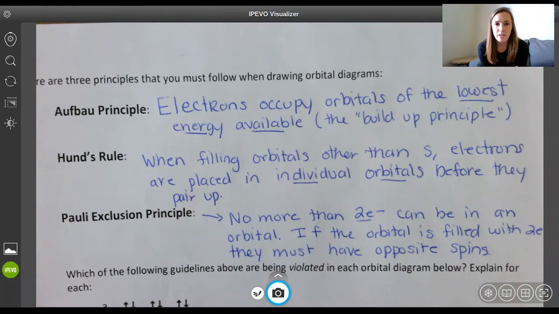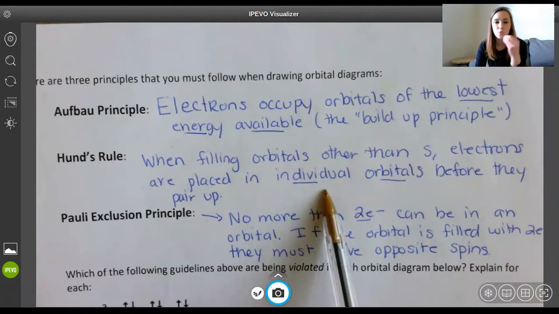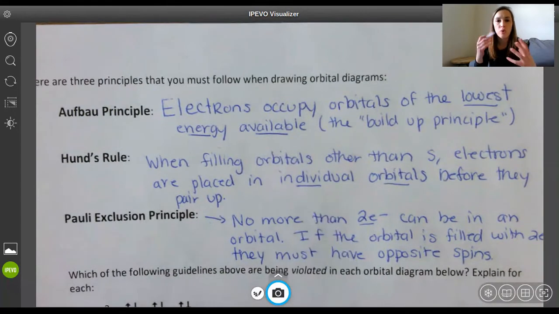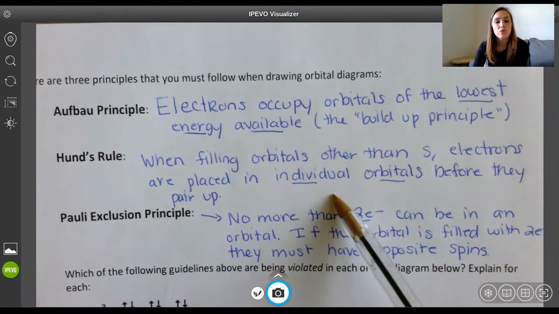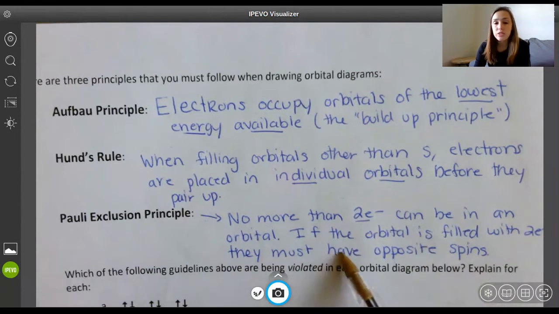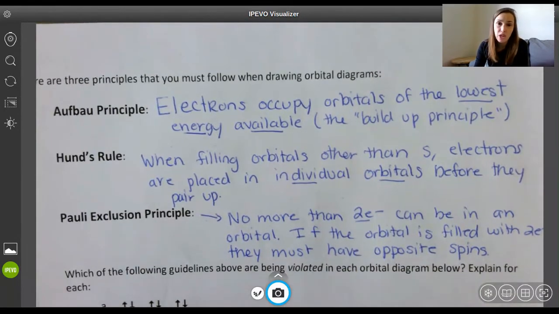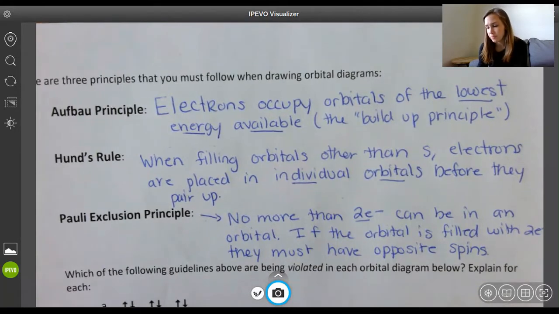Remember, electrons are negative particles, and like charges like to repel. So if we're trying to put them into the same orbital, they're going to be occupying the same space. So if we can put them into different orbitals, which go around the nucleus in different directions, that will decrease that repulsion and decrease the energy, which is favorable. So just remember, especially in P, D, and F, to put them in individual orbitals first, then you can pair them up. The Pauli exclusion principle is just that there's no more than 2 electrons that can be in an orbital, and if they are in the same orbital, they have to be paired.